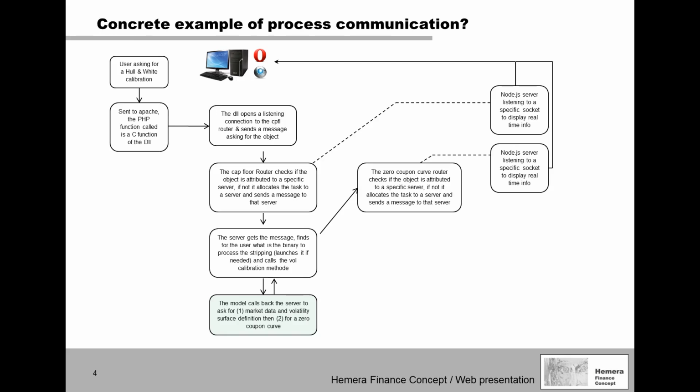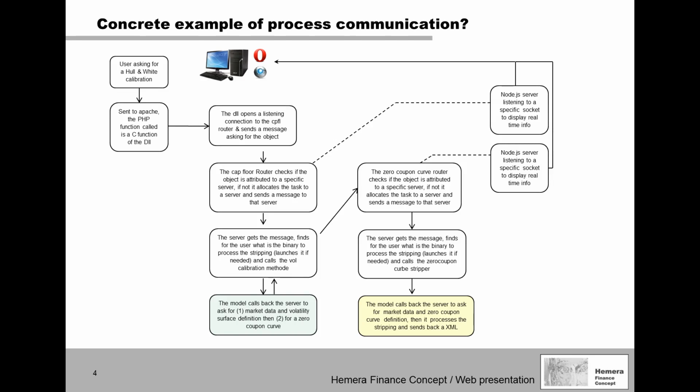Just like the capflow router, it also feeds back real-time information on the grid activity via a node.js server. The server asks the processing scheme for the quantitative executable, that is, the output model binary, to be called, launches and calls the module. The zero coupon curve stripper calls back the Hemera server to get the curve definition. Then it strips the curve and sends back the stripped curve to the server in XML format. The server sends back the result to the router, and the router sends back the results to the capflow server.